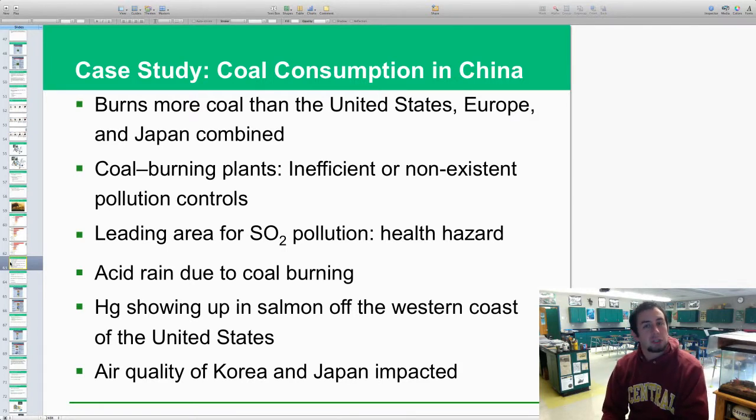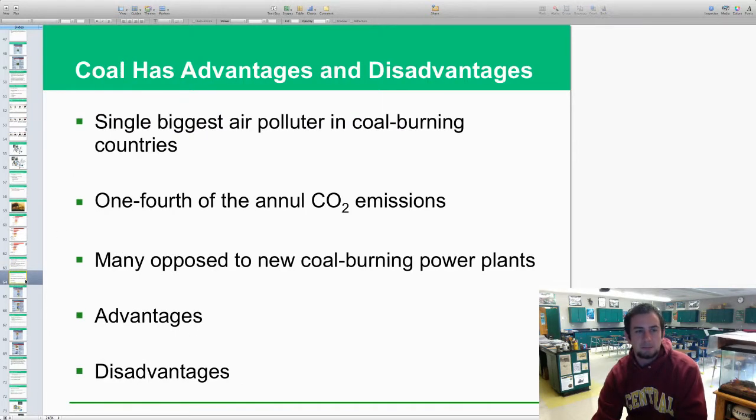There's also mercury showing up in salmon off the western coast of the United States because they're burning it, and it's actually condensing into the water source, and then we're seeing those fish show up with higher mercury. Is it from California? Probably not nearly as much as it is from all the way over in China. The air quality of Korea and Japan has been impacted as well because those are surrounding countries that are close to China. Their air quality has gone down because of how much coal is being burned in the inefficient or non-existent pollution control state.